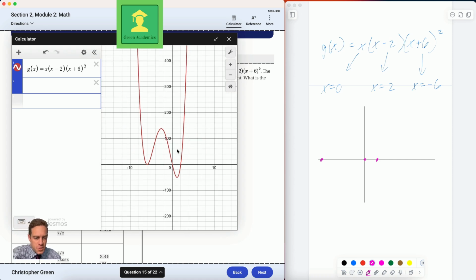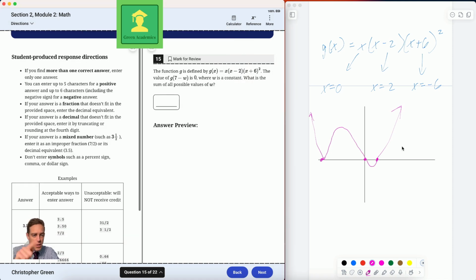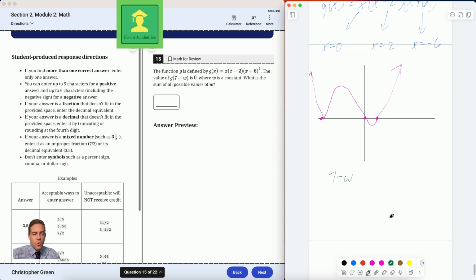Yeah, it's sort of a W shape, right? So it has similar end behavior as in going to infinity upwards for both, but then it bounces off and back up, then down and through, and then back up. Okay, so the things that make it true that the original is 0 are either 0, 2, or negative 6. As in the quantity 7 minus w as a unit, 7 minus w must be either 0 or 2 or negative 6. So there's this, and then this, and then this.